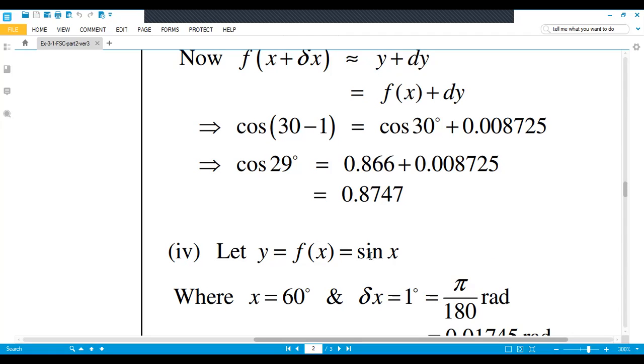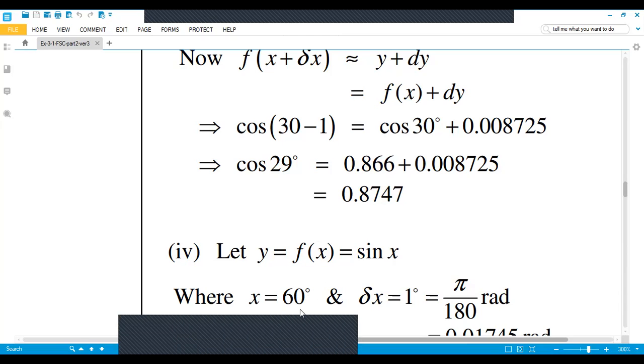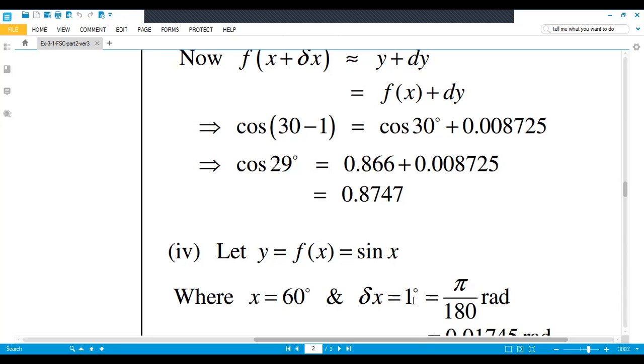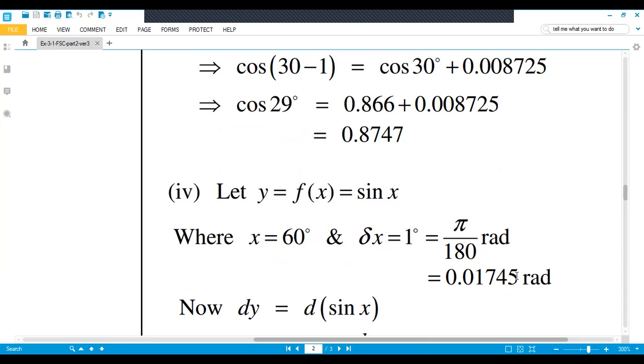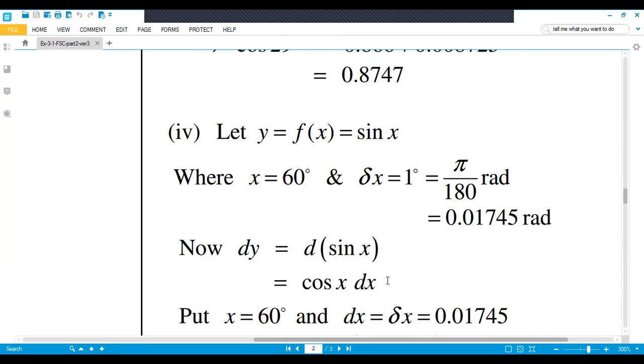Fourth part is sine 61 degree. So 61 is near to 60, so x is 60 and delta x is 1 degree, and 1 degree you know is equal to that much radian. So take the differential of the function, that will be dy, and differential of sine x is cos x dx.